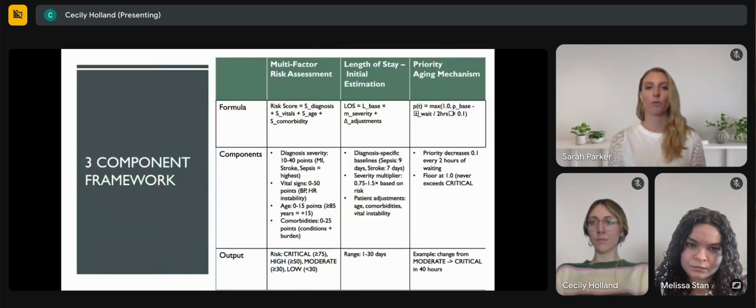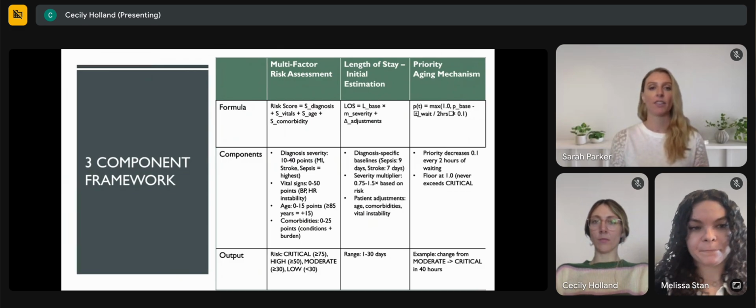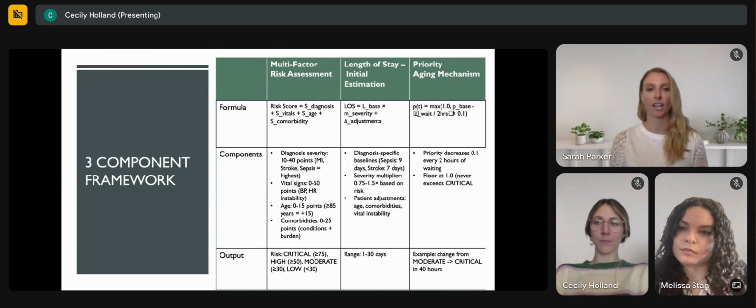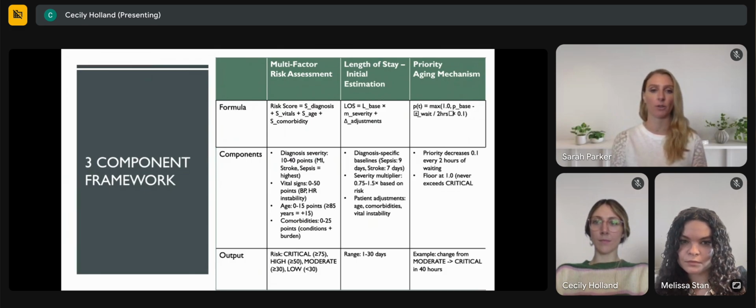And so for the queue, we are assigning patients a priority level, and this is based on multiple factors such as the severity of their diagnosis, the stability of their vital signs, their age, and their comorbidities. We created a base length of stay just based off of their diagnoses, and then adjusted this as needed for comorbidities. And then we have an aging mechanism for patients that are waiting excessively long periods that are considered lower priority in the lower moderate category, so that their priority level increases closer to that critical level, to make sure that they're not waiting excessively while higher priority patients get beds faster.